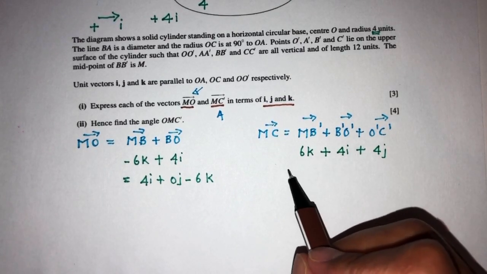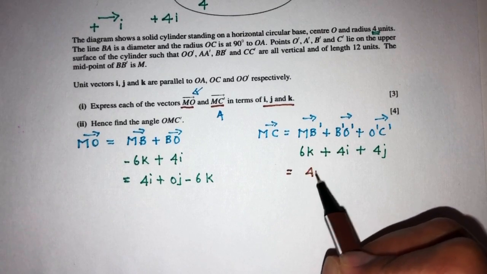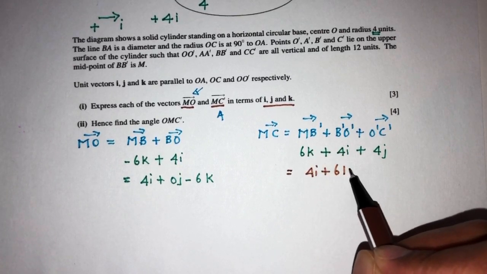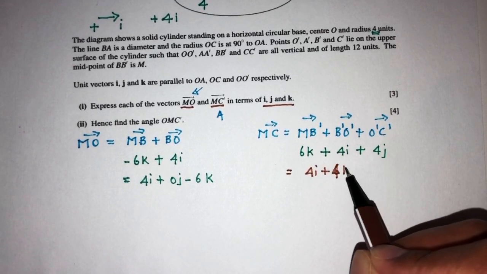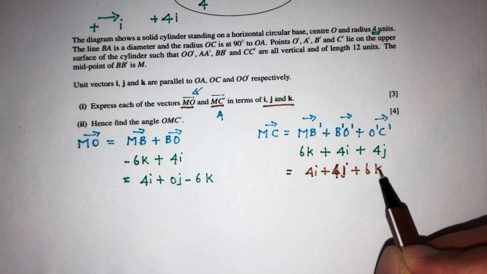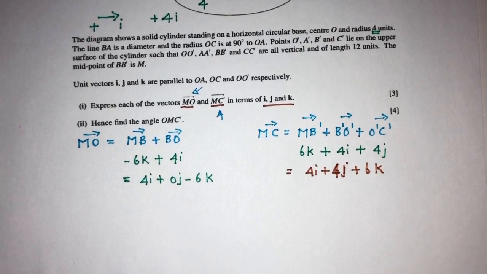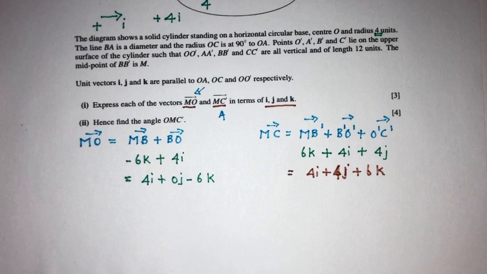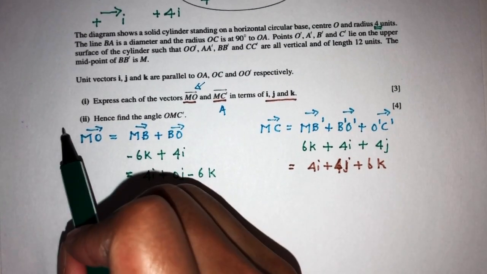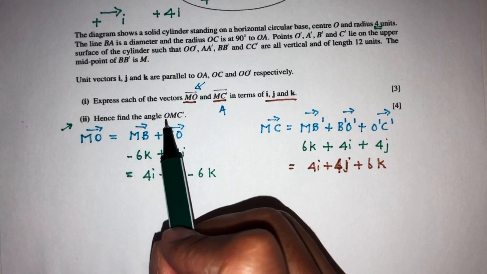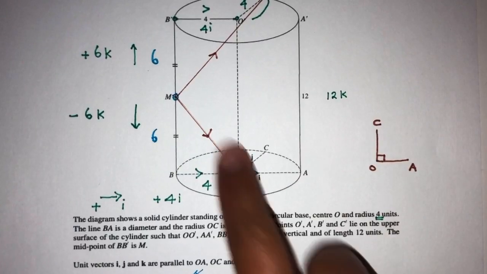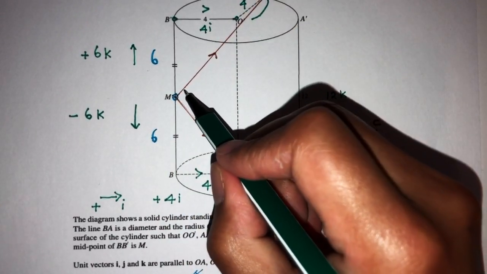Now, this is simply going to be 4i + 4j + 6k as your value for MC. That will be part 1 of the question. Now let's move on to part 2 of the question, where we have to find the angle OMC. So OMC, we have to find this one.